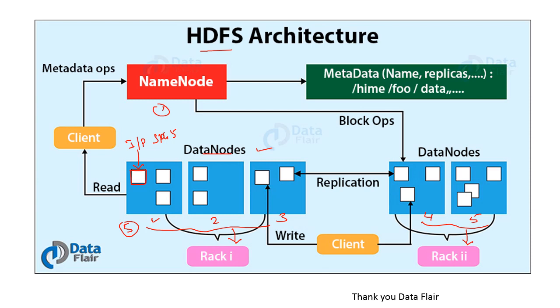The size of the blocks is 64 MB and the client reads and writes those blocks with the help of the name node, and the information, that is the metadata, is actually stored in this name node.